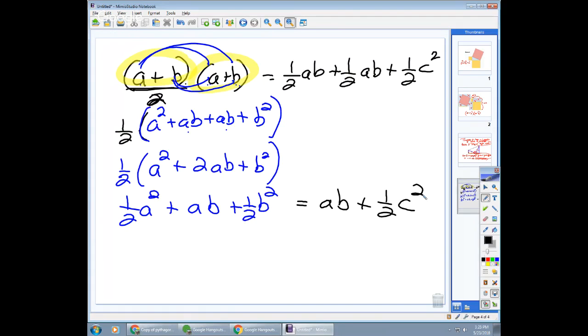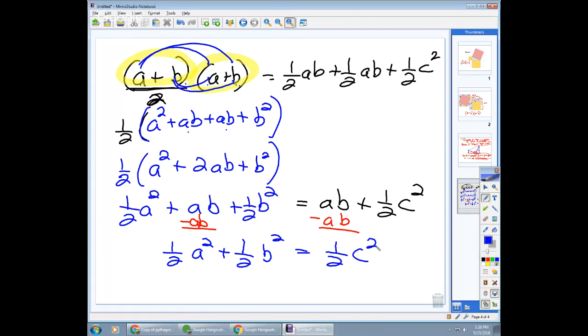Okay, now that I've cleaned up each side, I can start comparing the sides to each other. What do you notice about the left and the right sides? They have the matching ab. So if I subtract the ab from one side, I would have to also subtract it from the other side, in which case it's gone from the equation. I can pull it out and I'm still balanced. So that leaves me with 1/2 a squared plus 1/2 b squared equals 1/2 c squared.